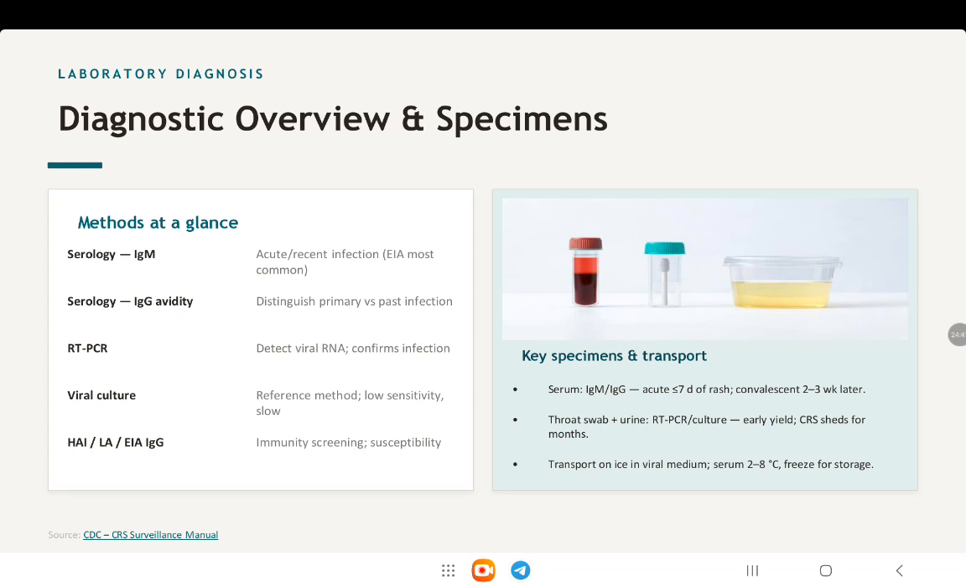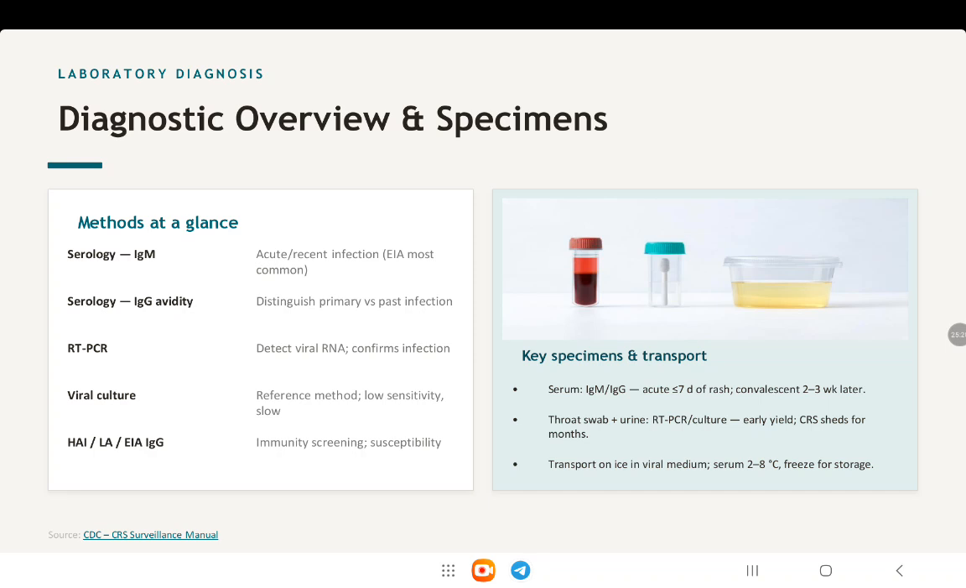vaccination. The sample used for the diagnosis of rubella depends on the patient's condition. When we use a serological test, we can use serum. For molecular techniques, we can use a throat swab and urine, especially during the first week after the rash appears. For a baby suspected of congenital rubella syndrome, we take a throat swab and urine for diagnosis by PCR, because infants shed the virus for several months, and we cannot do a serological test because the antibody is not produced by the baby.